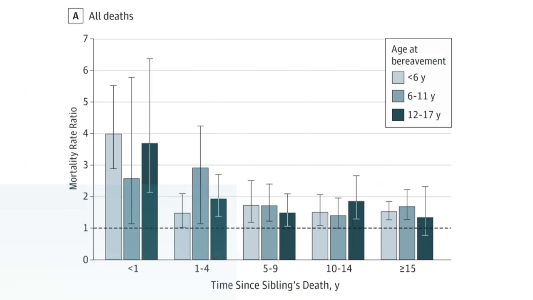Across the board, the risk of death was higher within 1 year of a sibling's death, but the risk never went away. This figure shows higher risks in that first year, regardless of the age of bereavement. The risk decreases with time, but still persists even 15 years later. These children are, in some real sense, haunted.